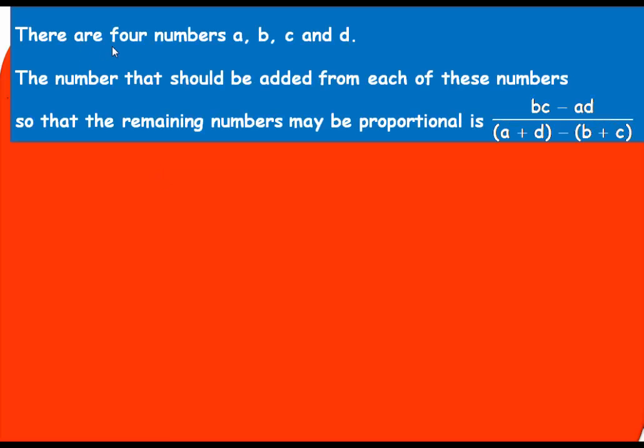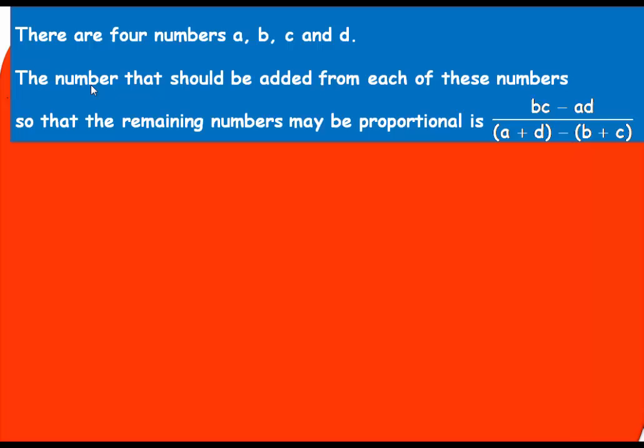The next model is: there are 4 numbers A, B, C and D. Then the number that should be added to each of these numbers so that the resulting numbers may be proportional is (BC minus AD) divided by (A plus D minus B plus C).